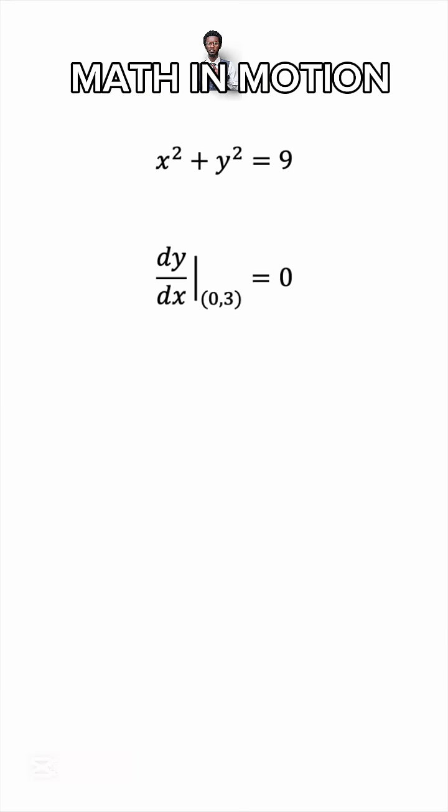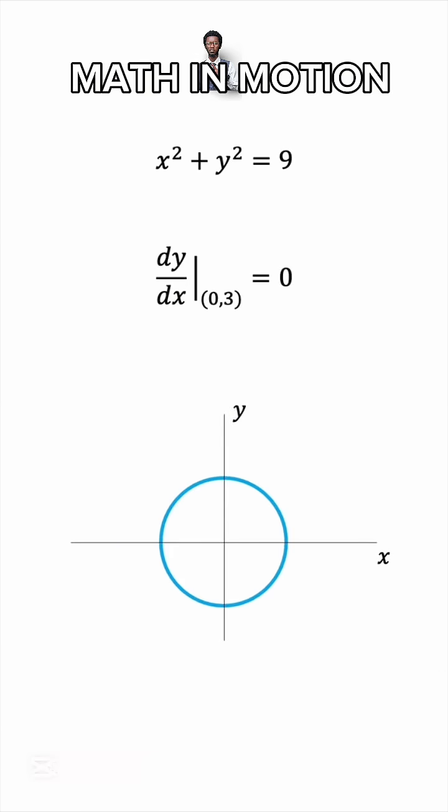And this agrees with what we expect graphically. As we said, this is the equation of a circle centered at the origin with radius 3. At the point 0, 3, we can see very clearly that the tangent line will be horizontal, so its slope is 0. We were able to find the slope of the tangent line at a certain point without knowing what the explicit relationship between the output and input is. And this is what implicit differentiation is all about.